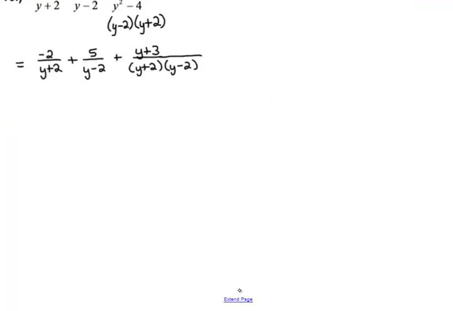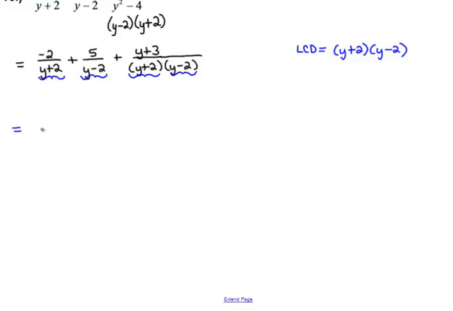Once I find and factor all that stuff out, I have to find the least common denominator. The least common denominator will be everything that I see, and if anything's being repeated, I only have to write it down once. I see a y plus 2. I see it twice, but I only have to write it once. I also see a y minus 2. I see it twice, but I only have to write it once. That becomes our new denominator.